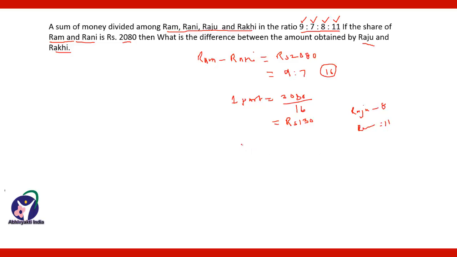So Rakhi's part is equal to 130 multiplied by 11, that is equal to 1430, and Raju's part is equal to 130 multiplied by 8, and that is equal to 1040. And we have to find the difference between them. So subtracting, this difference comes to rupees 390. Therefore, the difference between the amount obtained by Raju and Rakhi is rupees 390.